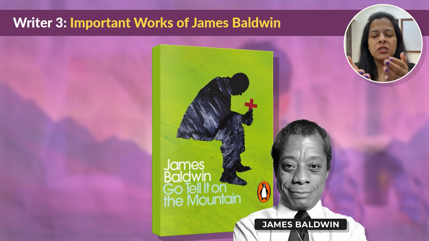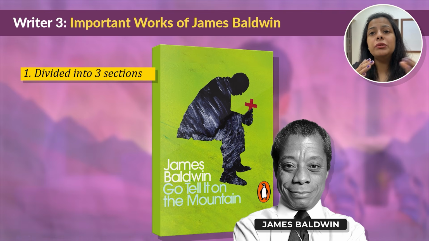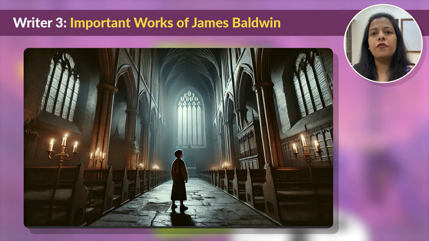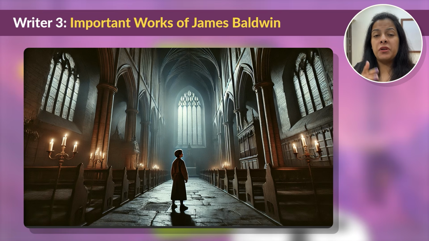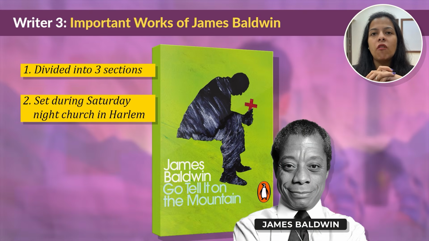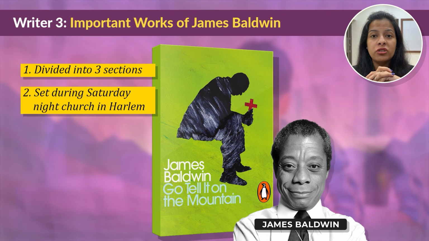So, this work, Go Tell It on the Mountain, is divided into three sections, and it tells the story of a 14-year-old boy. It is about his journey of spiritual and moral awakening. Now, this novel is set during a Saturday night church service in Harlem, where the boy reflects on his struggle, faith, and his family. And this powerful story explores themes of religion, identity, and challenges of growing up, making it a groundbreaking work in literature. So, this was the first work.